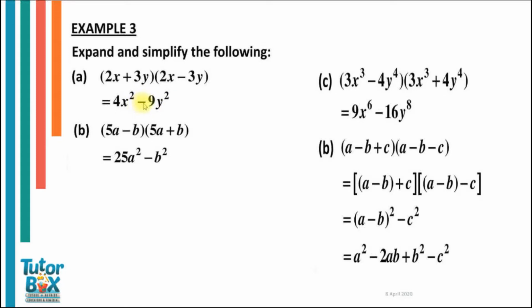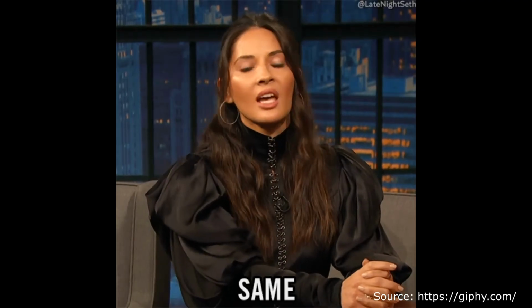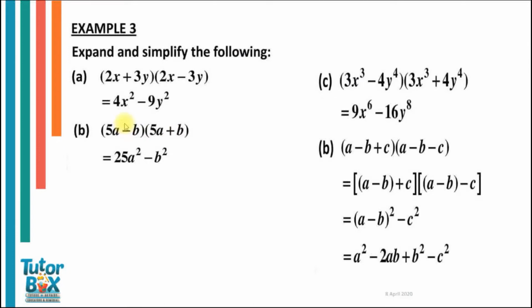Okay, then let's look at B. B, we have 5a minus b and 5a plus b. So this will be equal to, you see, difference of two squares, same term, same there. So then this side now we have a negative, this side is a positive, but it's still the same thing, right? So this will be 25a squared minus b squared. This 5a squared, if I square everything, I get 25a squared, and then this b, I get b squared.